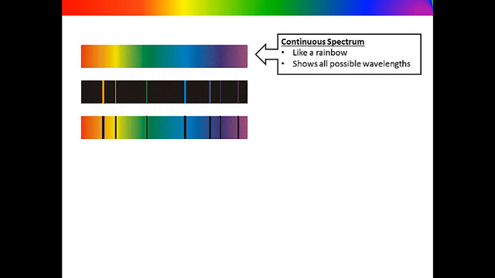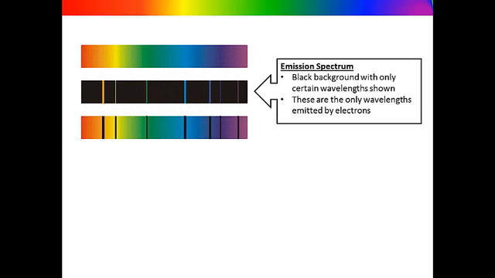Before we can discuss how the atomic spectra were used, you must first understand what a spectrum is. Pictured on the screen are 3 different types of spectra. The continuous spectrum shows all possible wavelengths. When we see a rainbow, we are seeing a continuous spectrum in the visible range.